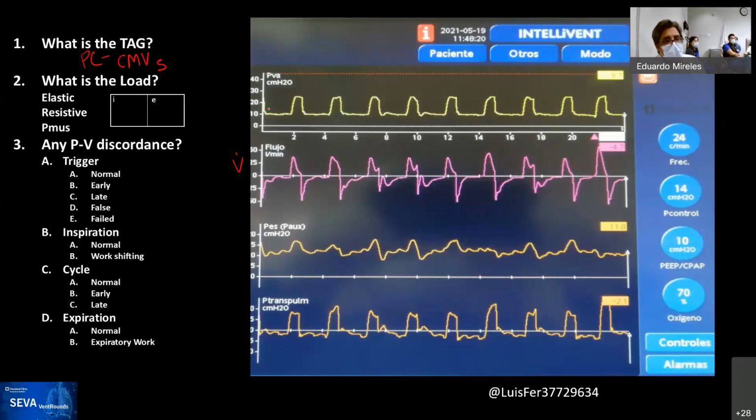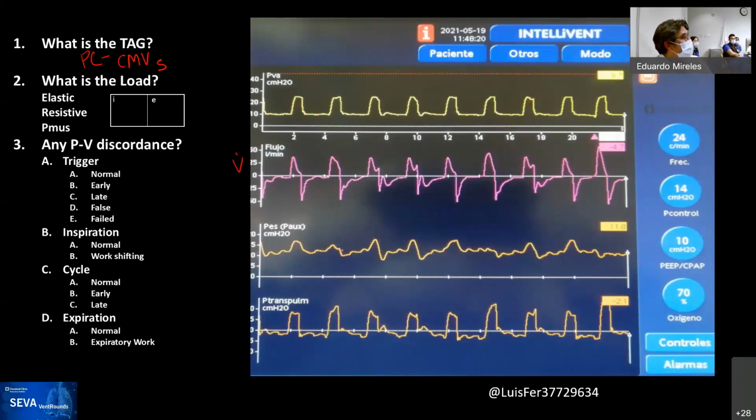So let's talk a little bit about it. You see the pressure is the same height on every single one of the breaths. So I agree with you on the flow, just as you said. Every single one of them is different. What about the triggering? Who's triggering? The machine or the patient? So they drop their esophageal pressure before, right? Or the transpulmonary pressure drops before the breath.